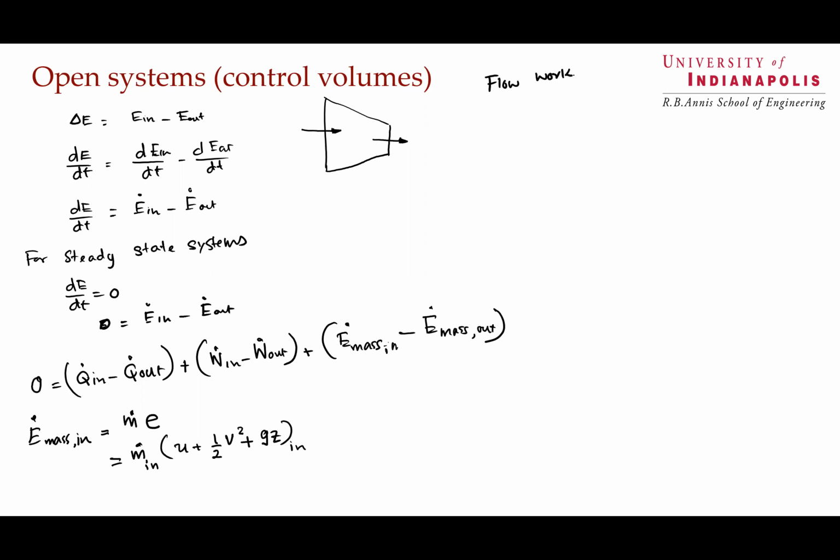Flow work is something that the flow does on the system or the system does on the flow. So let's say you have a control volume marked by this boundary. When flow enters the system, I would like to give an example of a packed room of people.